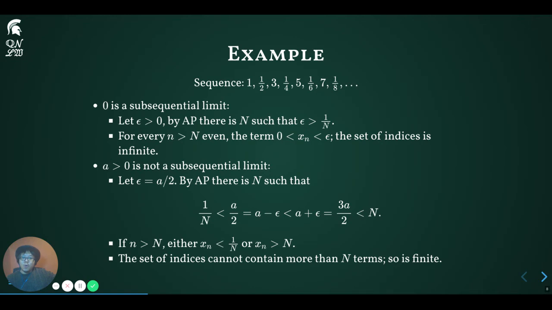In particular, we have shown that whenever small n is larger than the chosen capital N, the term x sub n has to be outside the interval a minus epsilon to a plus epsilon, which means it has to be more than epsilon distance away from a. This shows that the set of indices for which x sub n is less than epsilon distance away from a must be finite, since it cannot contain more than capital N terms. And this shows that a is not a subsequential limit of the sequence.